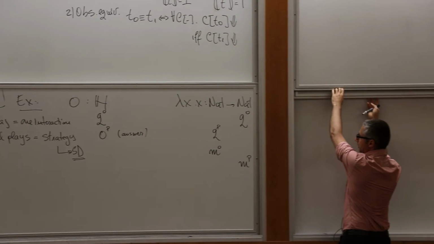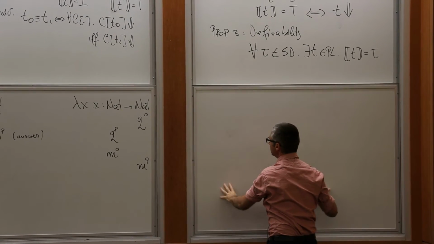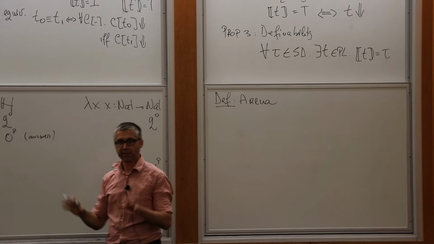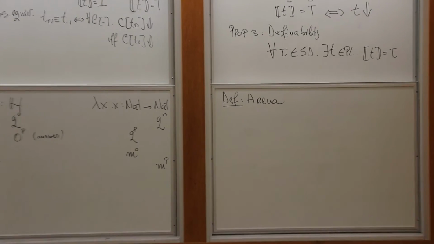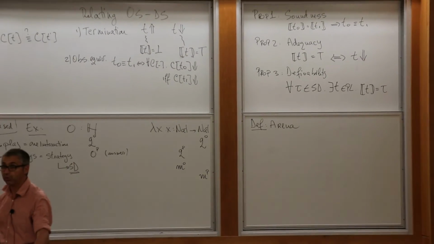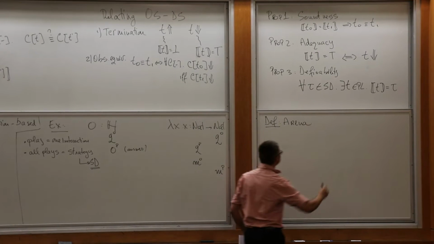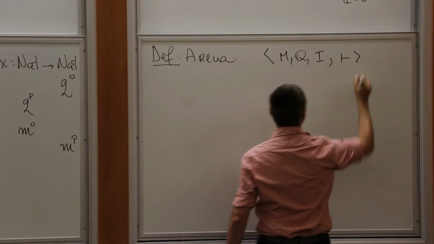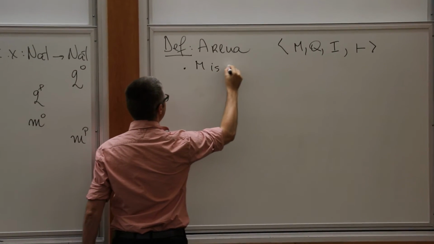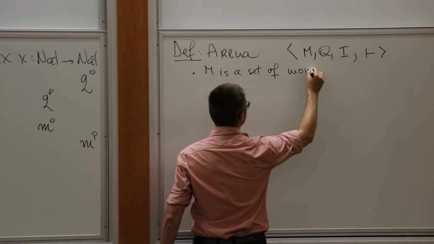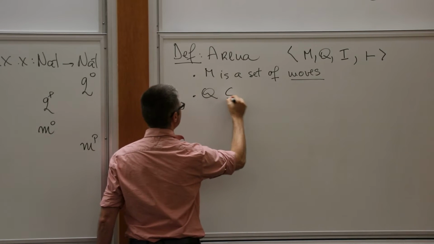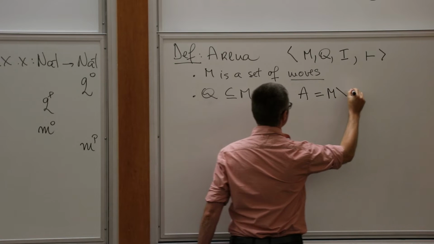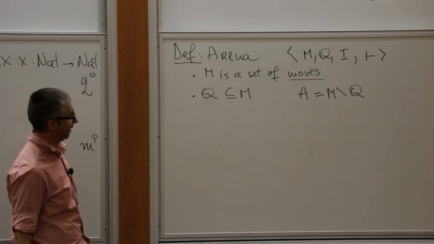Okay, so now we are going to start defining things. An arena is where the games happen. It tells you what the moves are and what the relationship between the moves are. So an arena is a tuple, M, Q, I, turnstile, where M is a set of moves. Q is the subset of questions, and conversely, A is the subset of answers.